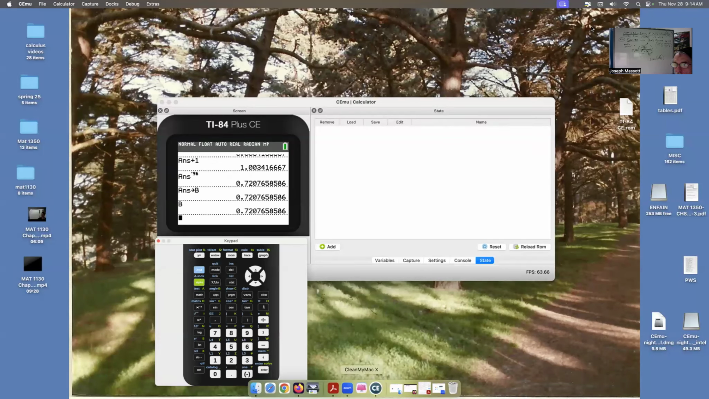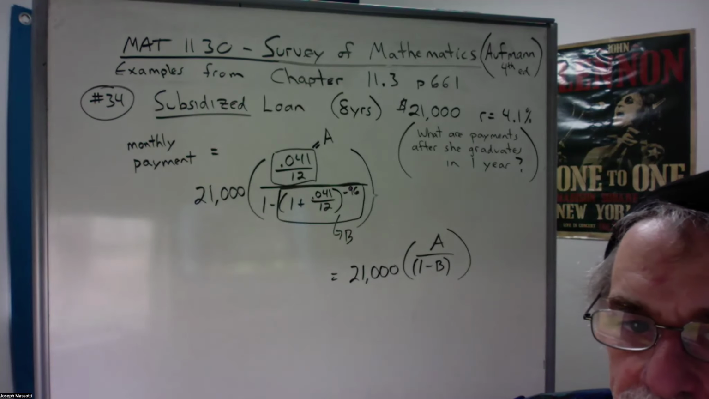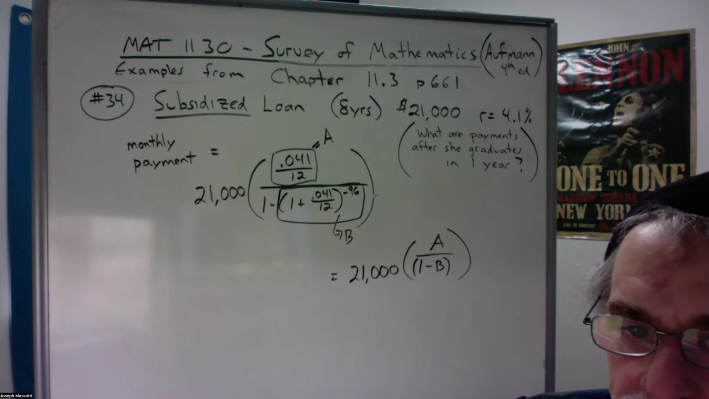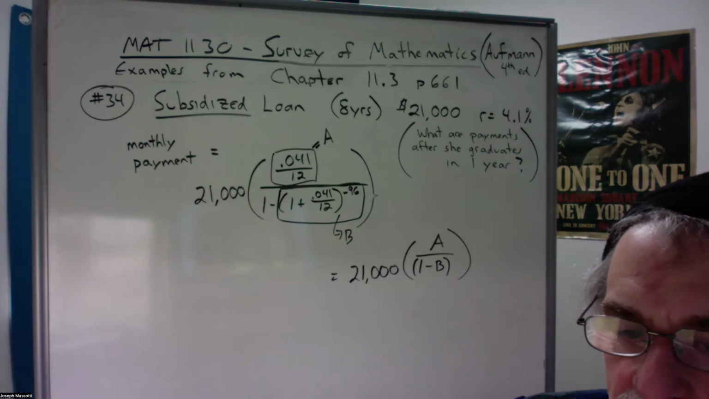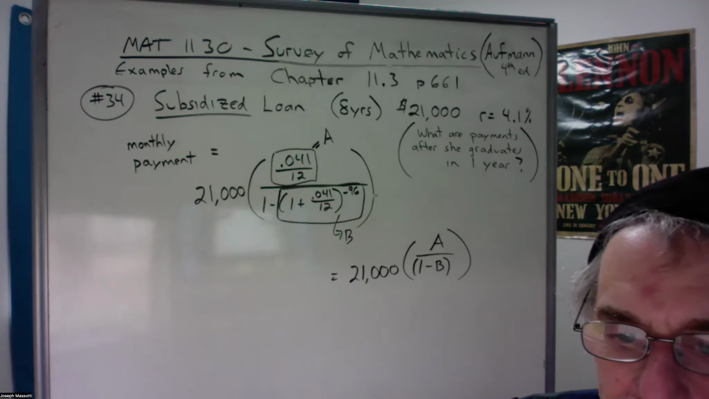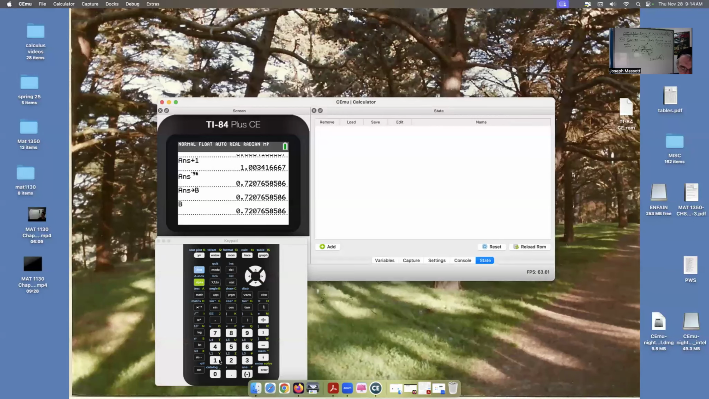So now we've stored this value to A, and we've stored this whole thing to B. So now all we got to do is multiply the remaining amount by this ratio, being careful with our parentheses. So let's go back and say 21,000 times, in parentheses, the numerator is A, the denominator in parentheses is 1 minus B. Close the parentheses for the denominator, close the parentheses for that whole fraction, and we get our monthly payment of $256.95.